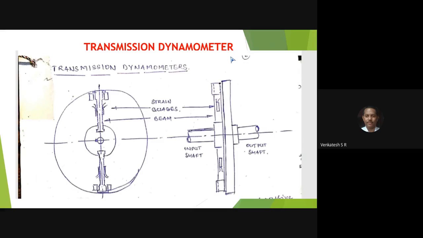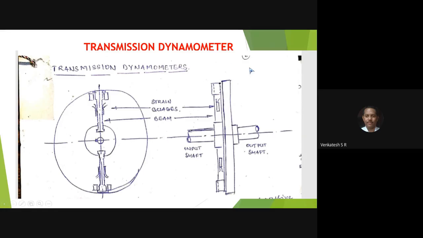Next, come to the point. Another type of dynamometer is the transmission dynamometer. The name itself indicates the mechanical power or the energy developed by the engine is transmitted to another engine or electrical loading system. From that, you can measure the torque.